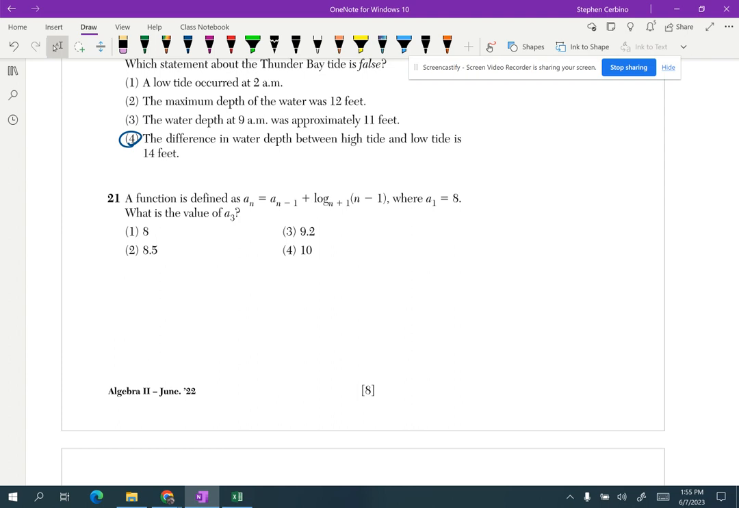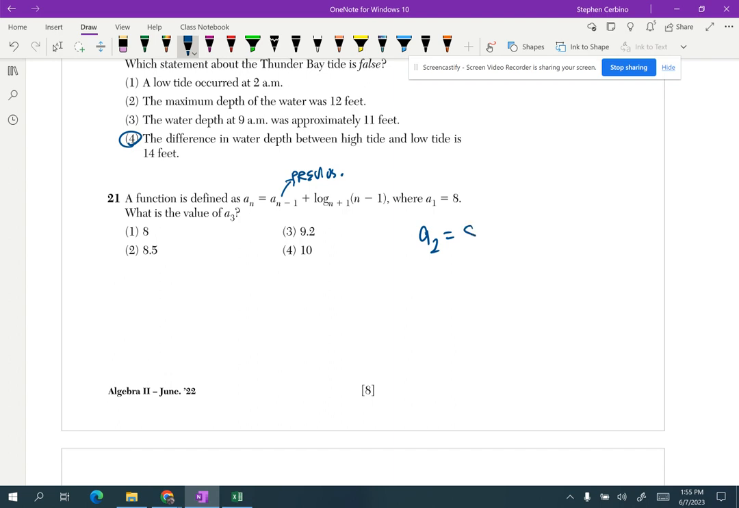Number 21 is a recursive equation. It tells us that the function is defined as the next term is equal to the previous term plus the log base n plus 1 of n minus 1. It tells us the first term. So to find the second term, I'm going to replace all the n's with 2. So this would be the previous term. That's what that means.